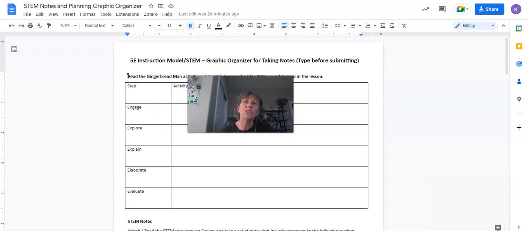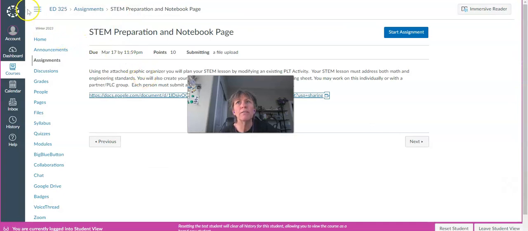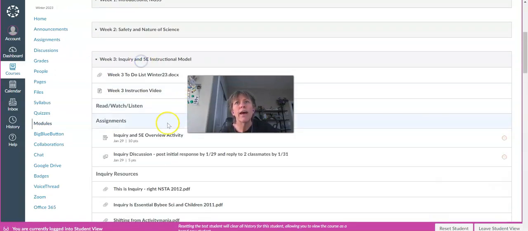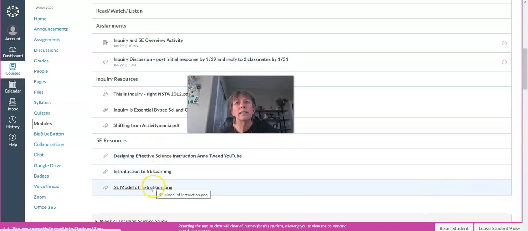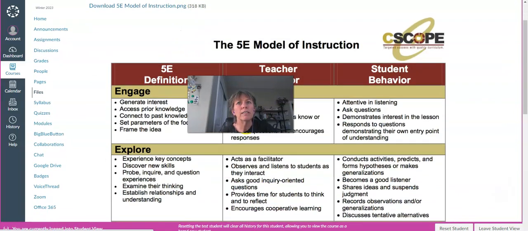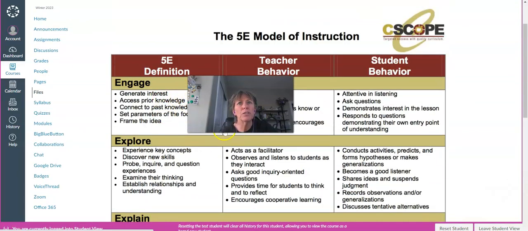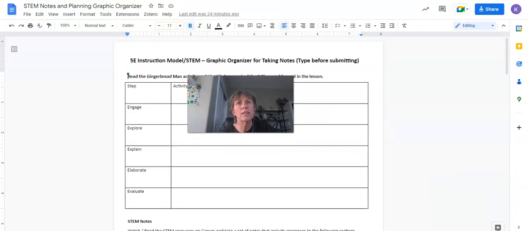So what was the engage part of the lesson? What is the explore, explain, elaborate, and evaluate? Give a description of each of those steps within that lesson. And again, if you need to be reminded of what each of those are, you can find that information in week 3 of our Canvas site. There was a really great graphic that highlighted the 5E model and the different stages and what those look like. So this might be helpful to have while you're looking through the gingerbread activity and labeling those here.